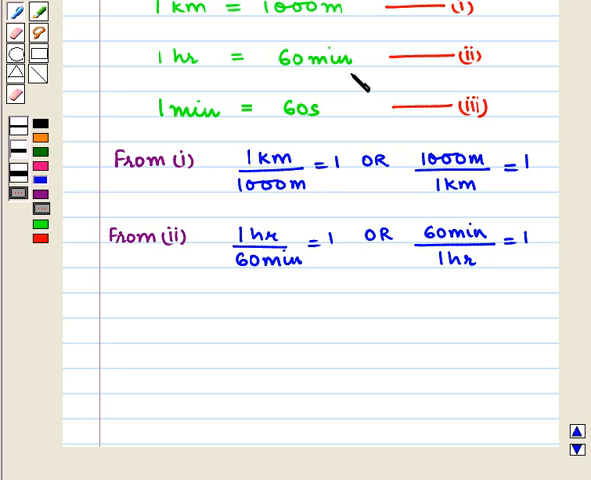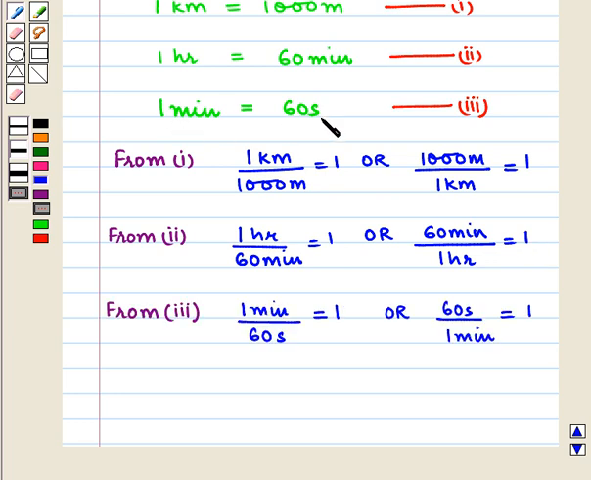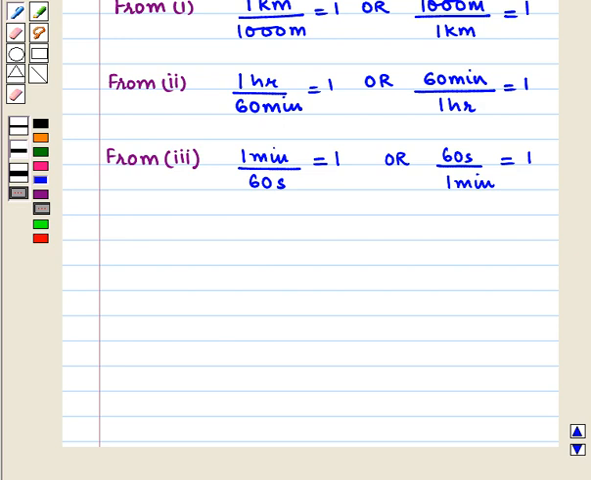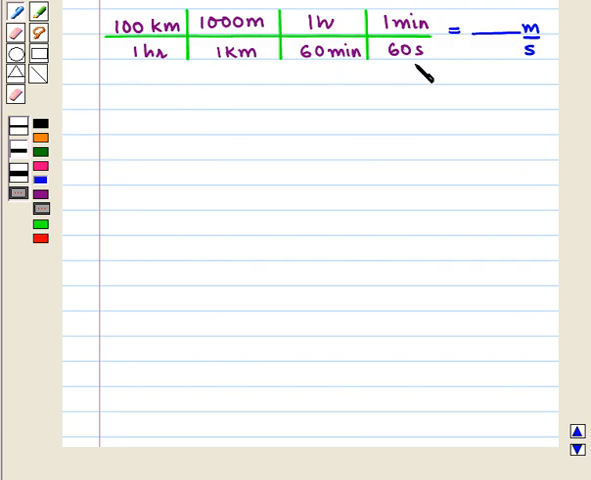From 2 we have 1 hour upon 60 minutes is equal to 1, or 60 minutes upon 1 hour is equal to 1. And from 3 we have 1 minute upon 60 seconds is equal to 1, or 60 seconds upon 1 minute is equal to 1. So we will choose those conversion factors so that all other linking units and initial units cancel out and we are left with the desired unit, that is meters per second. So here is the desired unit path.